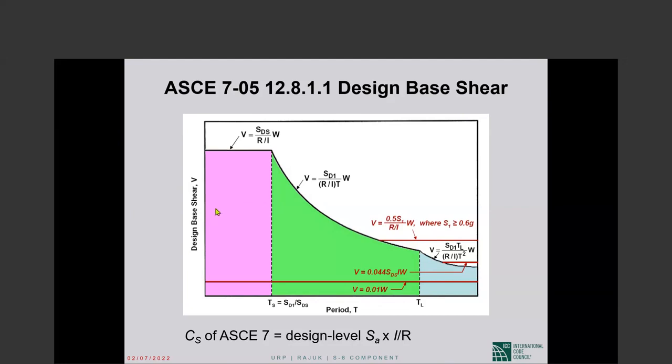So again, the point is, when we do the equivalent static approach, the 4 modifications to the elastic spectrum are: the ramp is eliminated, the elastic spectrum is lowered by the response modification factor R, and at the same time raised by the importance factor I, and then we impose minimum design base shear of 0.44 S sub DS times I times W, but no lower ever than 1% of the seismic weight.